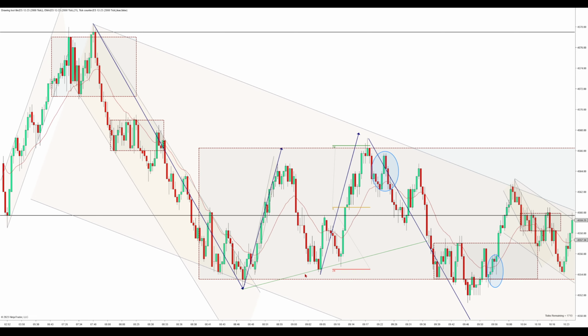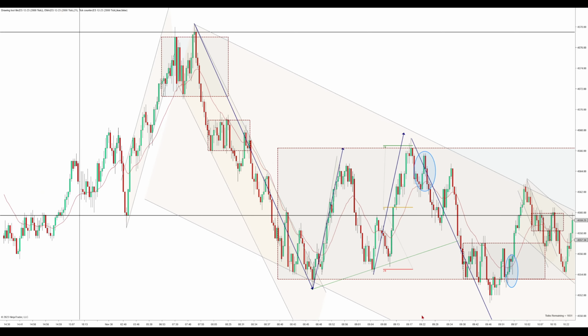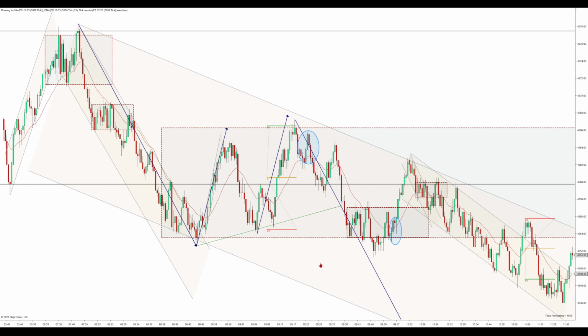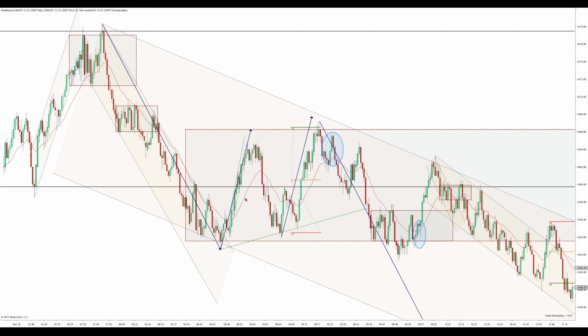We get first attempt lower, and on that second attempt lower, we get the failure, and that failure forms a two-legged break. So that's often how two-legged breaks will form, just for anyone who's confused about that. So anyway, at this point here, notice I have this blue circle area. We have this downtrend, two-legged break, still expecting a new low.